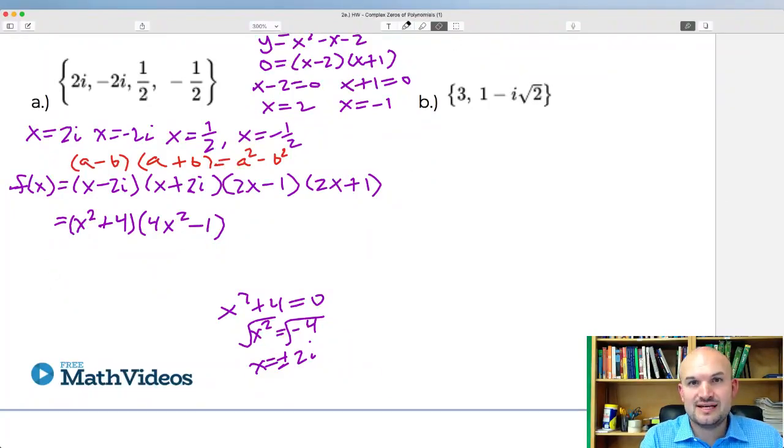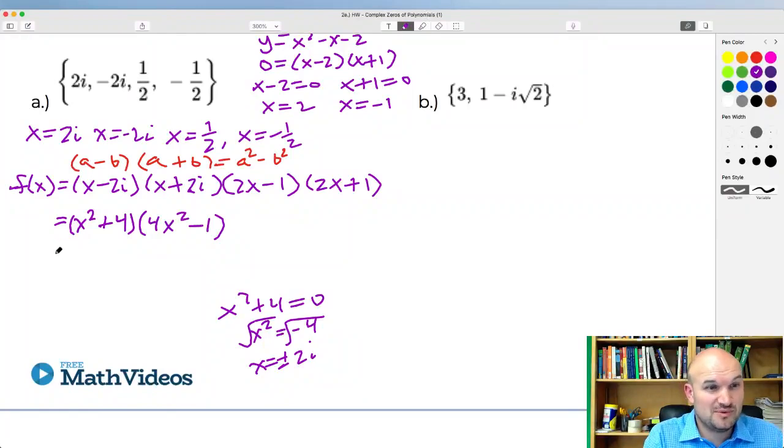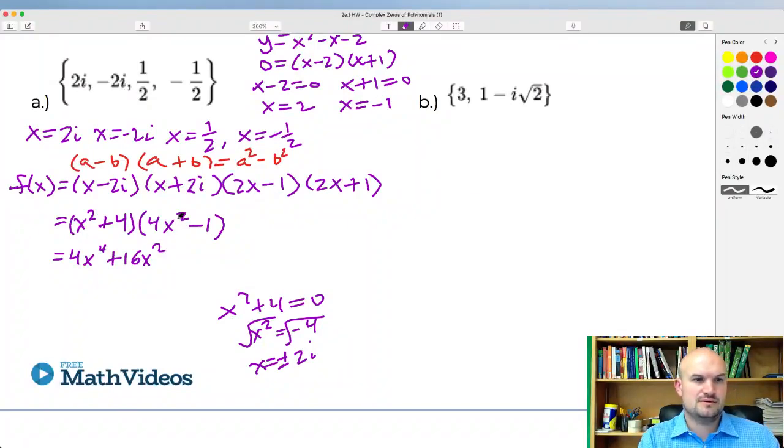All right, and now we just have a difference. Now we just need to multiply these, and so we'd have a 4x to the 4th. Sorry about that. Let's see, plus 16x squared. Oh, now I'm losing my mind. 4x squared. Why am I doing it that way? I don't know. Minus x squared, and then minus 4.